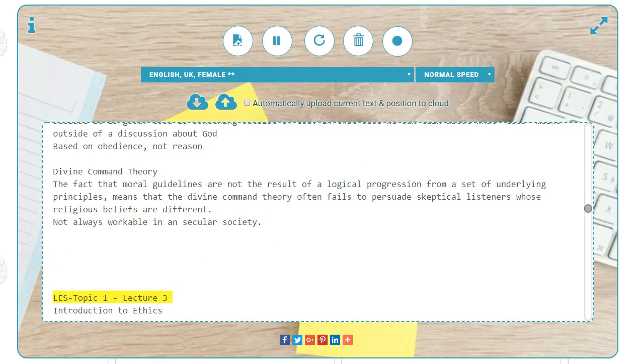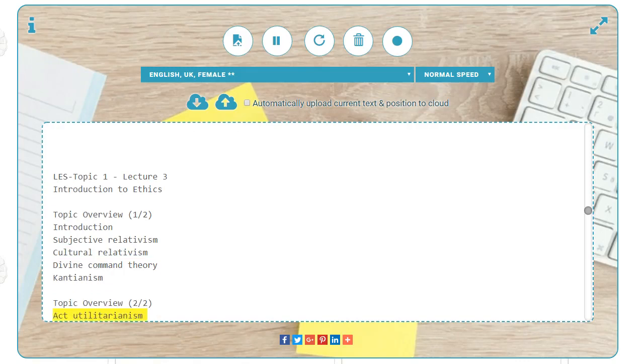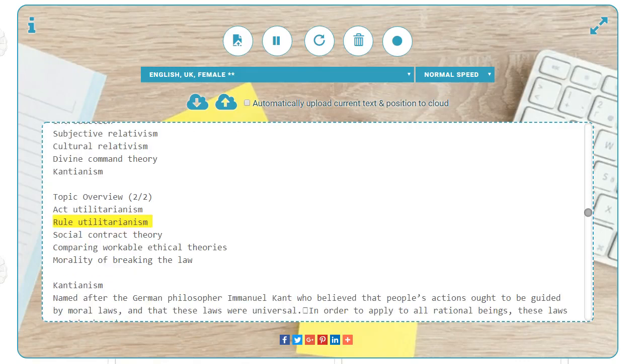Lecture Topic 1, Lecture 3. Introduction to Ethics. Topic Overview 1 of 2. Introduction. Subjective relativism. Cultural relativism. Divine command theory. Kantianism. Topic Overview 2 of 2. Act utilitarianism. Rule utilitarianism. Social contract theory. Comparing workable ethical theories. Morality of breaking the law.